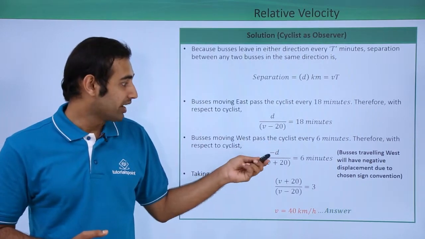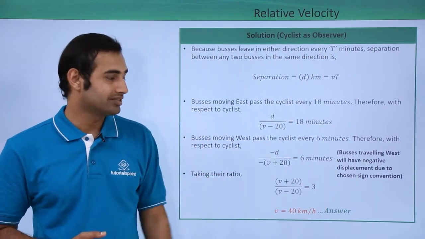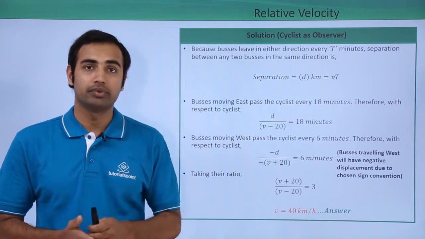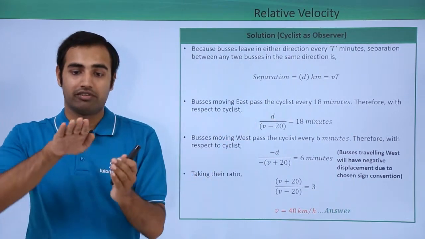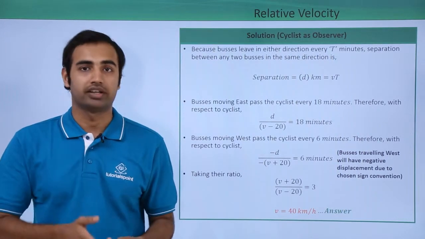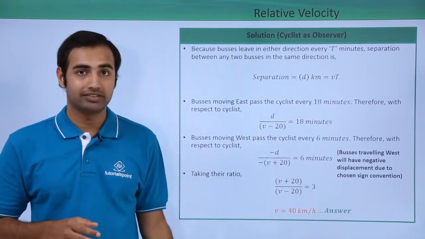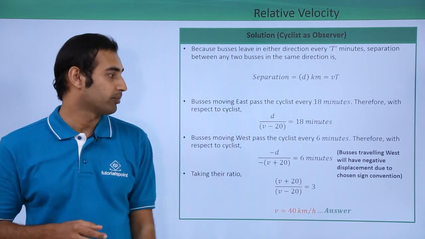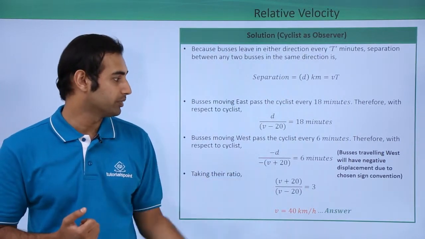So we can say minus d upon minus v plus 20 is 6 minutes. Now why minus d? Because the buses are traveling westwards. When they approach the cyclist, their displacement with respect to the cyclist will also be negative. So therefore, with the correct sign convention, I can write it as minus d upon minus of v plus 20. This comes out to be 6.